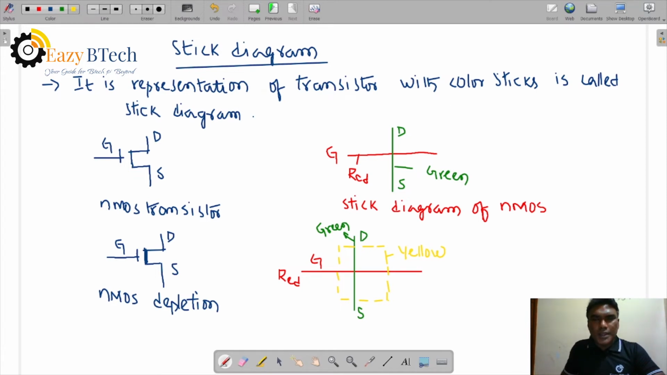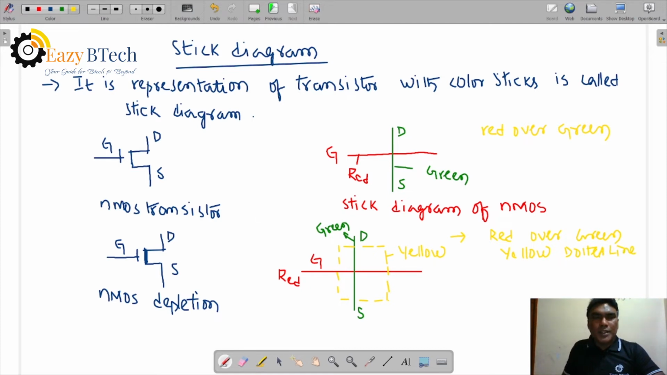So we can write here: red over green, yellow dotted line.